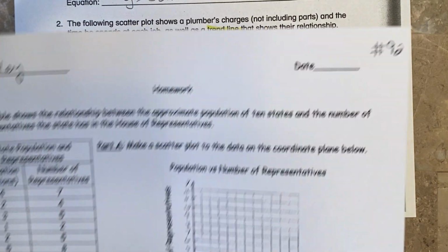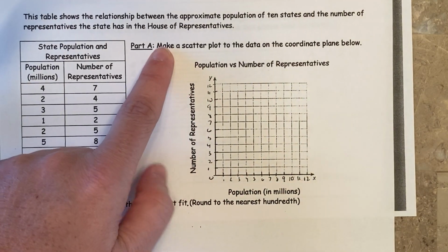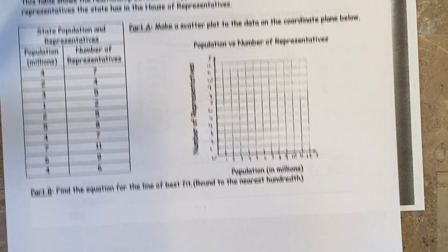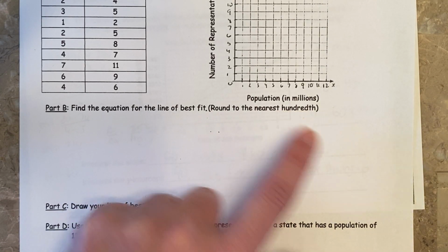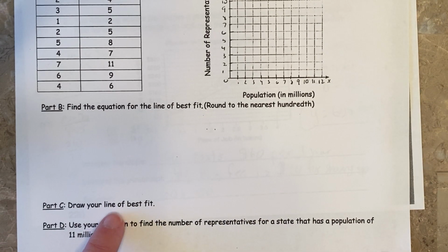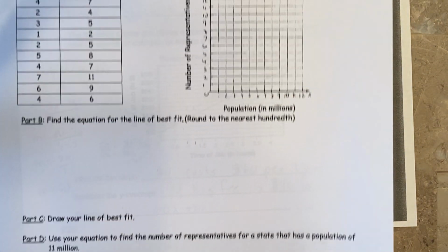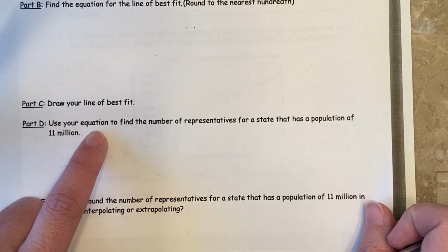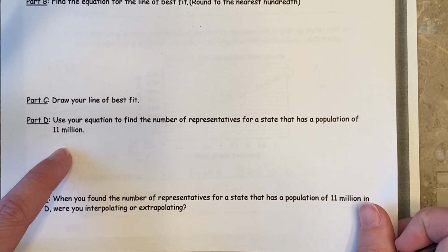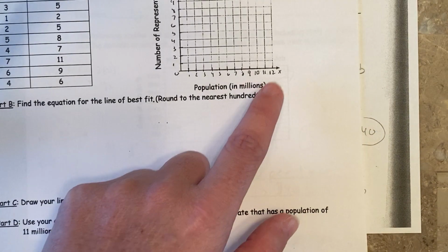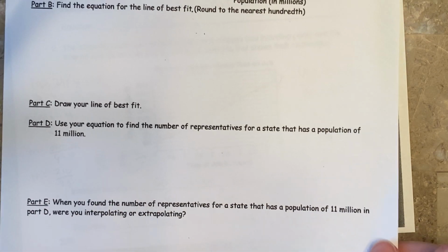Okay, your homework is going to be just like these questions. It's going to be plotting the points. That's your part A. Okay, just plot the points. You want to find the equation, still going to the nearest hundredth. Okay, so follow all the same steps for slope and y-intercept. Draw the line of best fit, so make sure it starts wherever your y-intercept is going to be. And then it says use your equation to find the number of representatives for a state that has a population of 11 million. Okay, so even though you can interpolate this, it does want you to use your equation, but those numbers should be around the same.